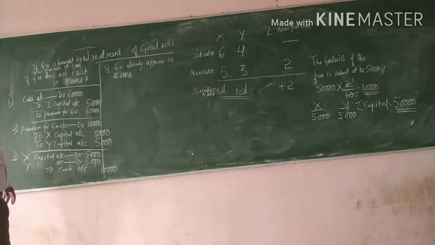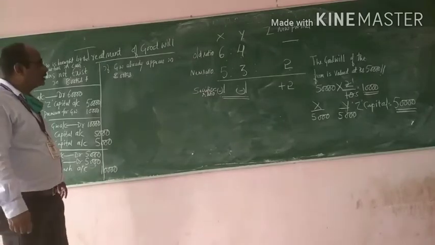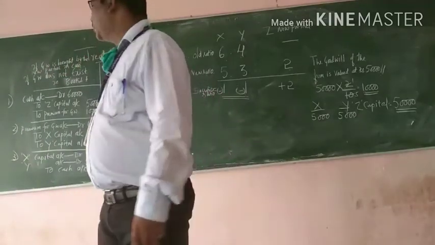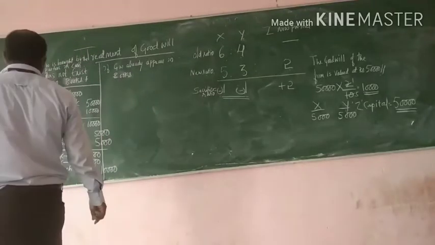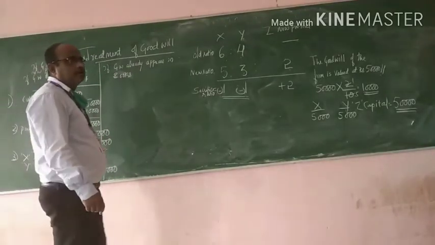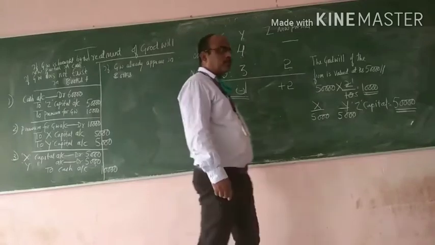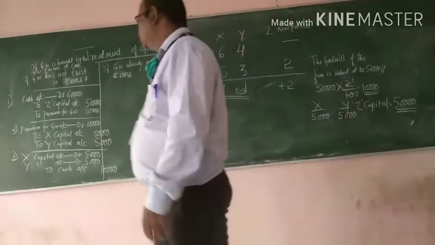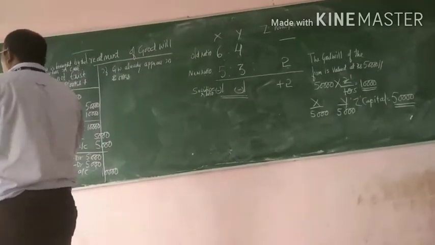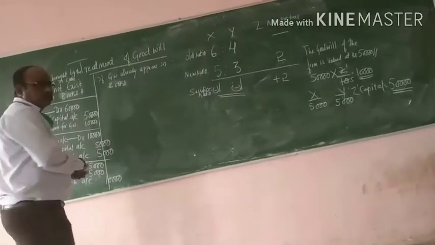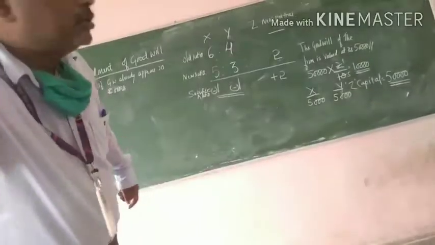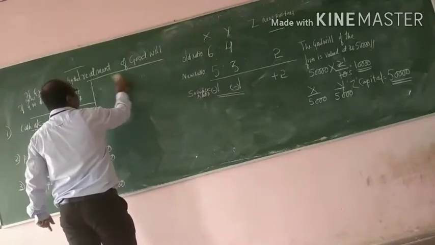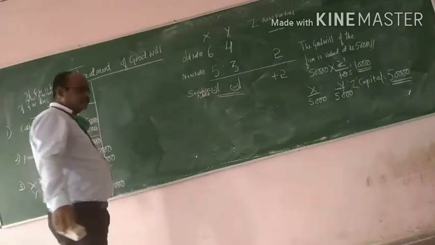So these are the journal entries. Sometimes it may so happen that the new partner may give the capital amount in full, but he may give only part of the goodwill amount. So at that time, what journal entries are we supposed to pass? We will see this later. Let us finish this one.